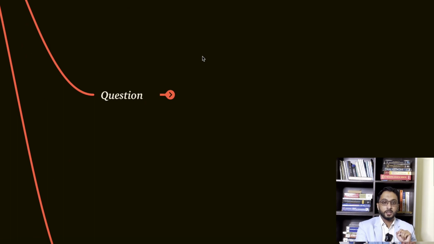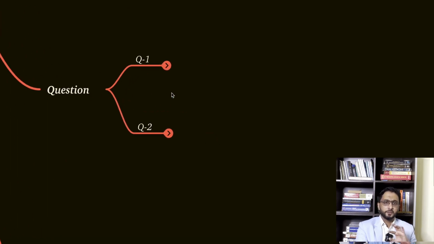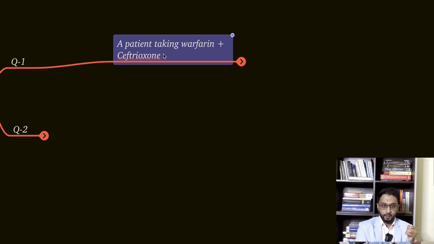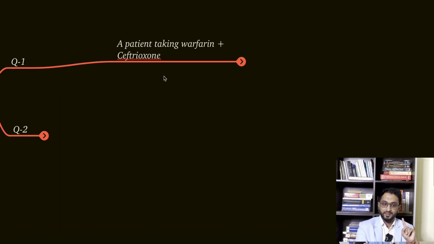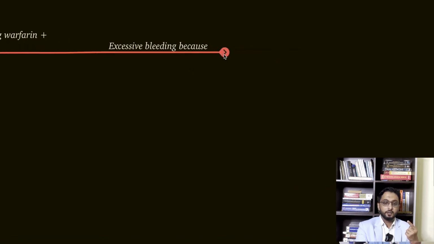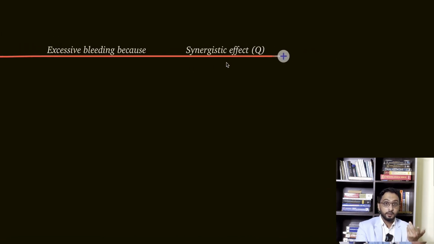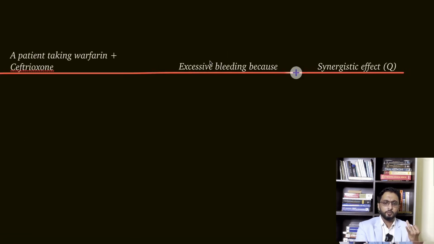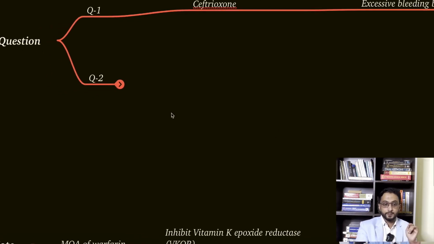Now, let's come to the questions asked. Two questions were asked related to the same concept. A patient taking warfarin along with ceftriaxone, a third generation one, developed excessive bleeding. Why is it so? Now you know, it's very simple: a synergistic effect. Both combined have the same mechanism.